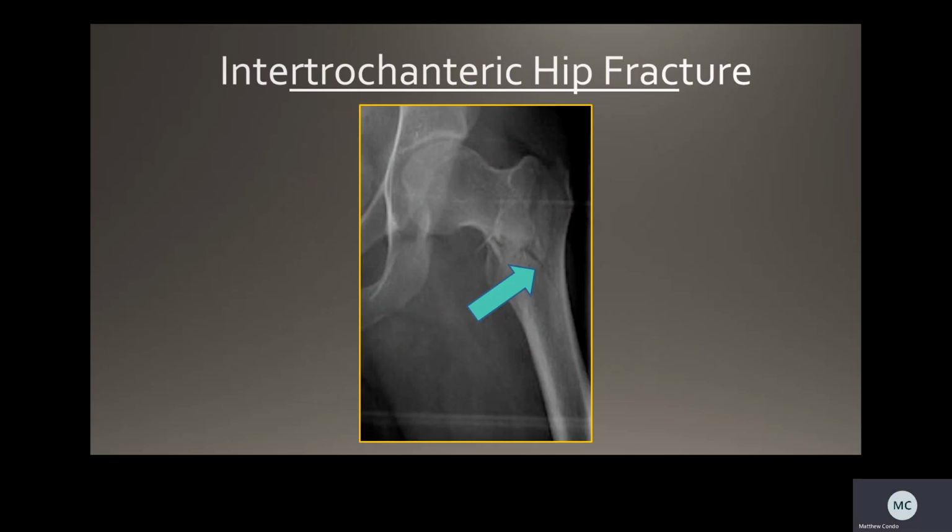That is an intertrochanteric hip fracture. What you can see here is a fracture line that spans across in between both of the trochanters.